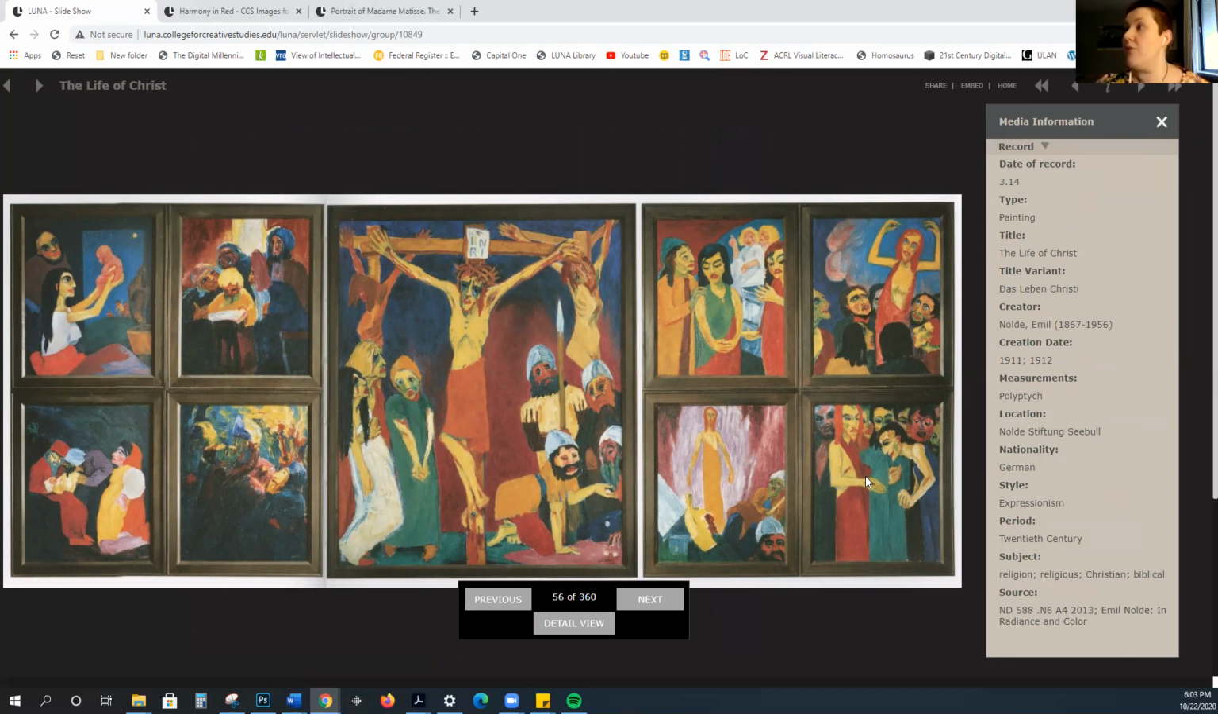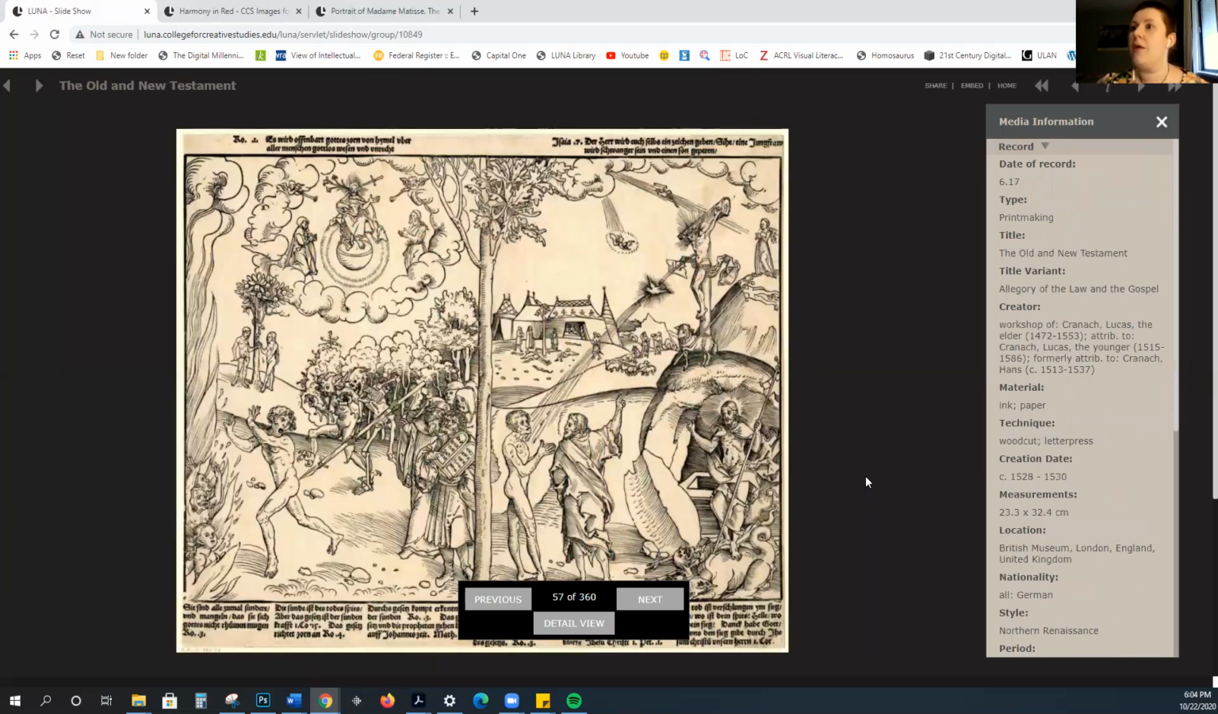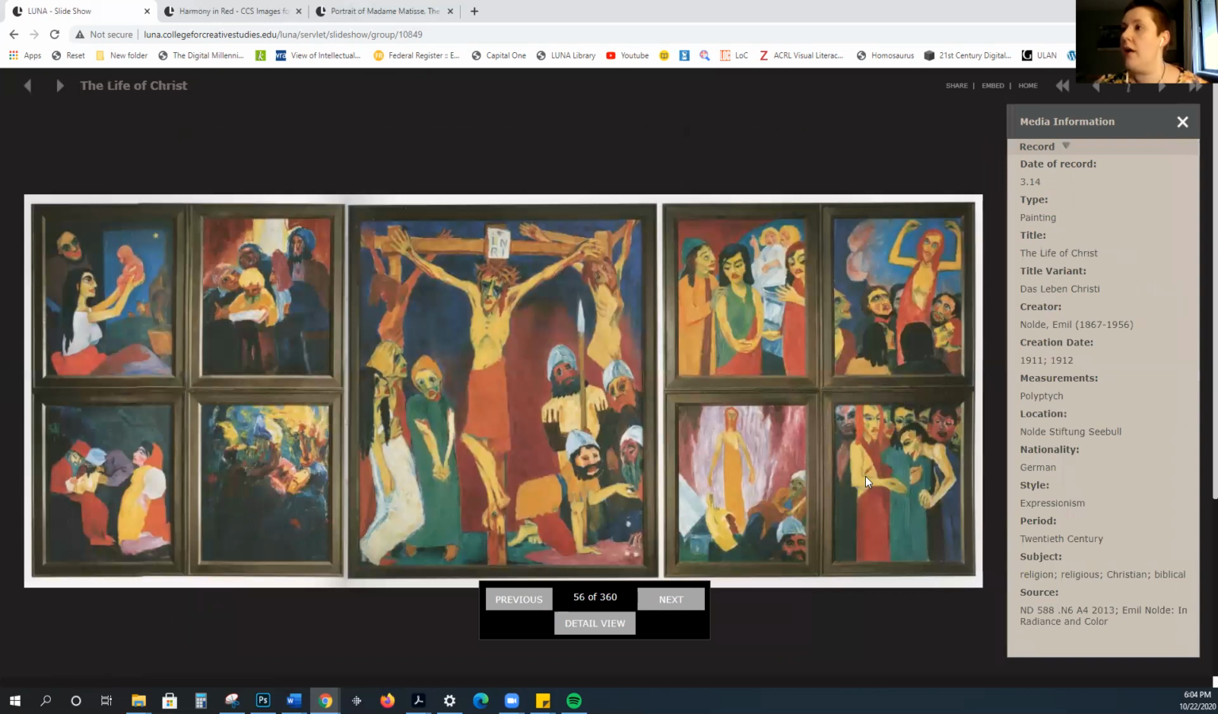And so this is the Life of Christ by the same artist from 1911 to 12. And you can tell that it's based on a polyptych or an altarpiece, right? And you can see how similar some of the forms are to the Gothic and early Renaissance works. Okay.